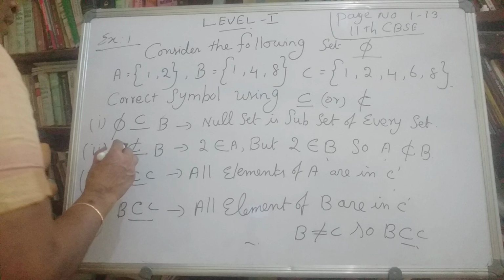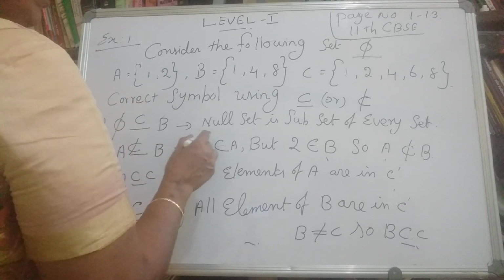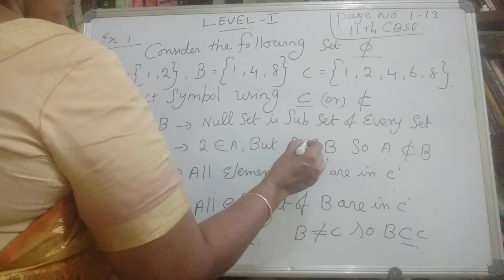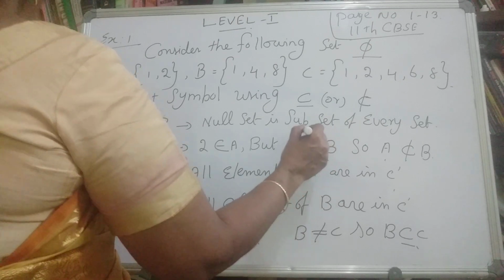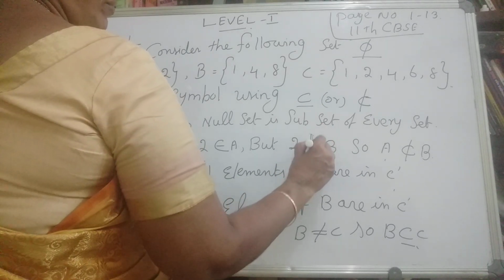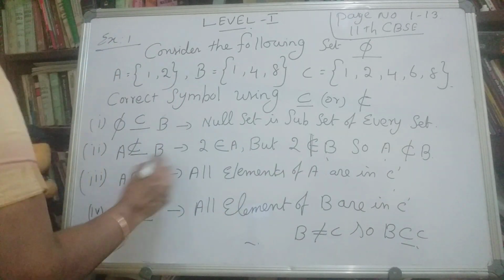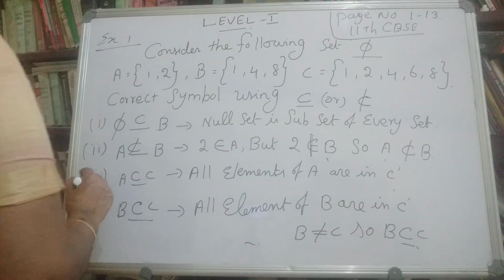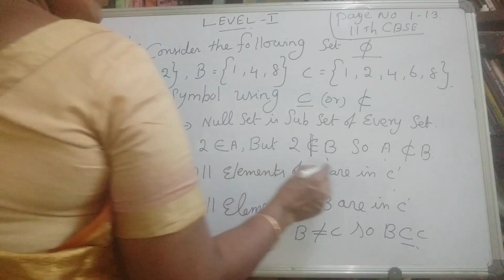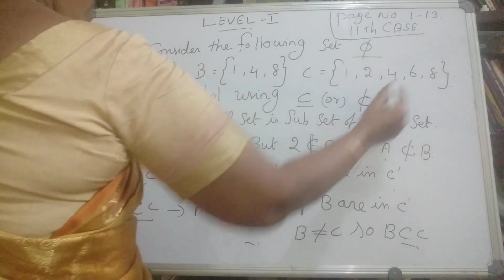Second question: A is not a subset of B because 2 belongs to A but 2 does not belong to B. So A is not a subset of B. Third question: A is a subset of C because all elements of A are in C, 1 and 2 are in 1, 2, 4, 6, 8.